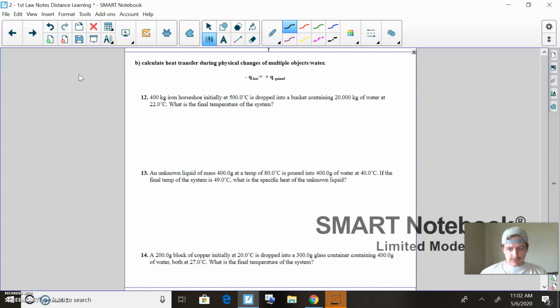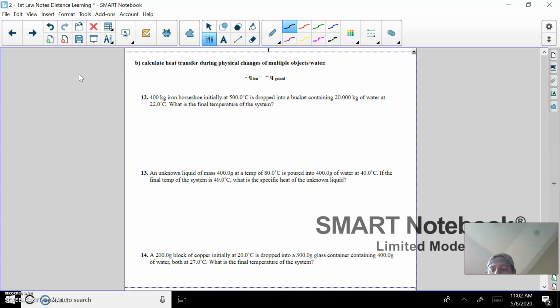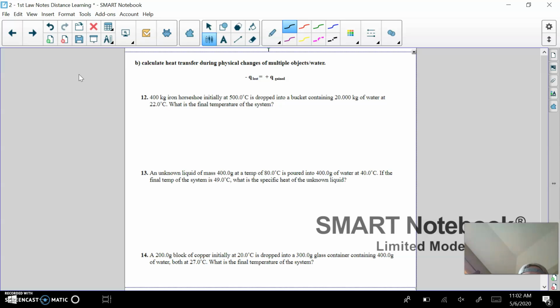So for this, what we need to do is set up our problem Q lost, Q gained. You have to figure out what is being lost and what is being gained, and use MCΔT. Essentially, you're saying negative MCΔT is equal to positive MCΔT. And you might have multiples on each side. So let's figure out what's being lost and what's being gained in each problem, and then you can set it up and it'll ask you to solve for what's what.